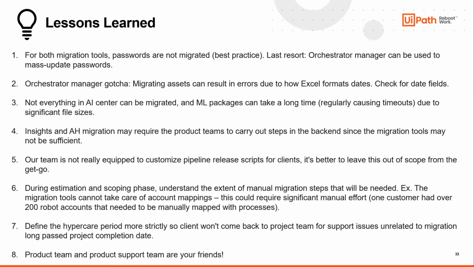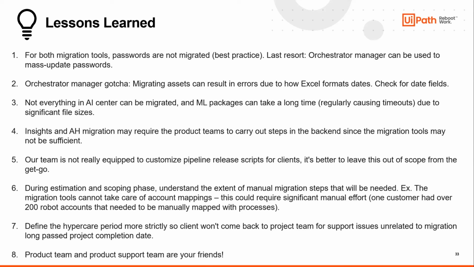And there's another gotcha with Orchestrator Manager, which is that migrating assets can result in errors because of how Excel formats dates. So when you migrate a bunch of assets, make sure to check if there are any date fields in the assets. If so, you may need to do some manual fixes. Number three, not everything in AI Center can be migrated, and ML packages can take a long time, regularly causing timeouts due to significant file sizes. We talked about that. And then insights and automation hub migration might require product teams to carry out some steps in the backend since the migration tools might not be sufficient.